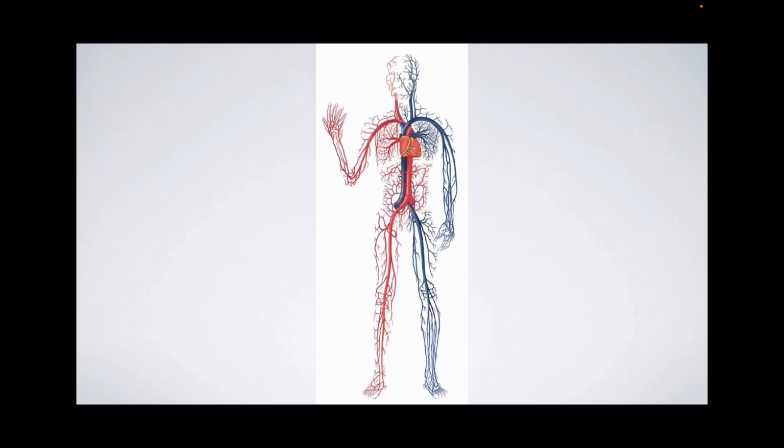Your circulatory system. You've got your heart in the middle, and the main branches off from the heart would be the arteries. And then the arteries branch off into smaller and smaller blood vessels, basically, until you get to the smallest ones, which are called capillaries.